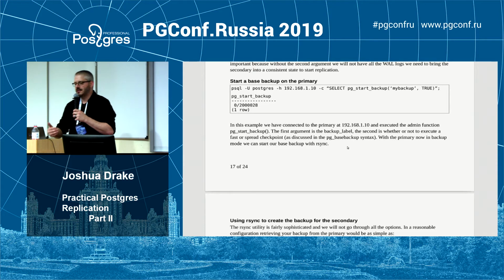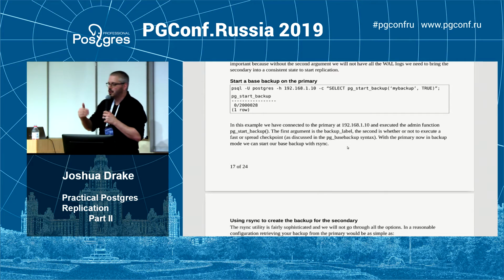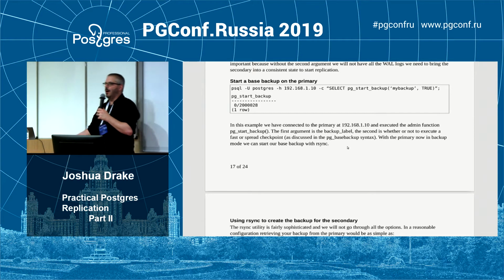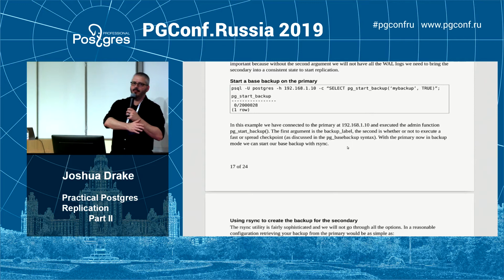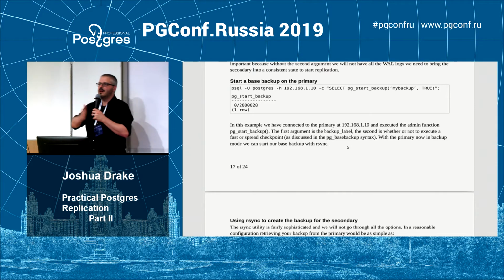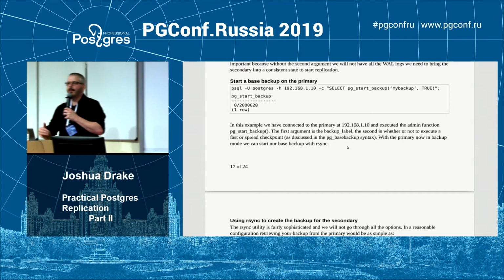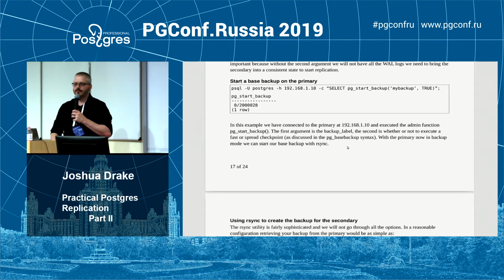The first argument is the backup label, basically the title of the backup. The second is whether or not to execute a fast or spread checkpoint, as discussed in the pg_basebackup syntax. Again, if you don't say true when you start the backup, you're going to do that long backup because of the checkpoint. It's going to be checkpoint_timeout divided by checkpoint_completion_target. If you say true, it will complete the checkpoint as quick as it can, but it may be a performance hit.